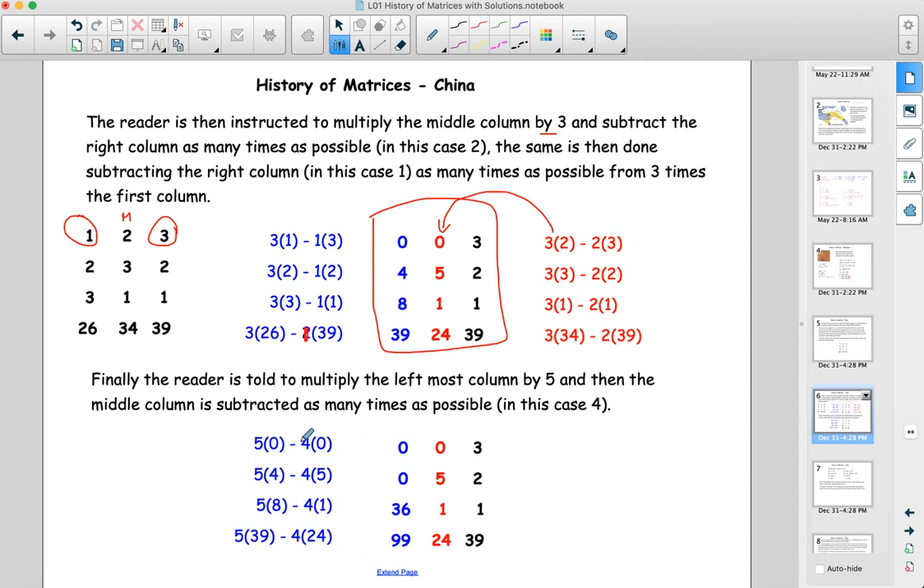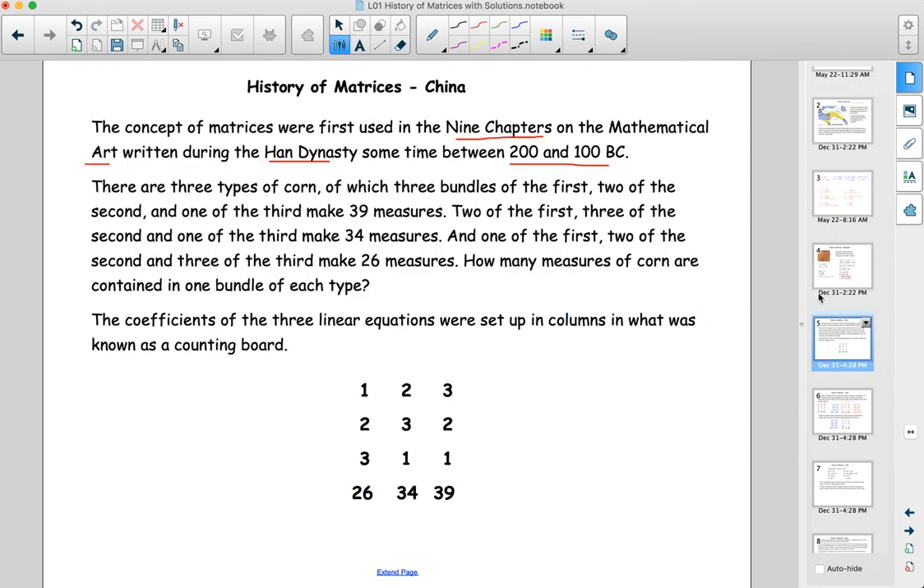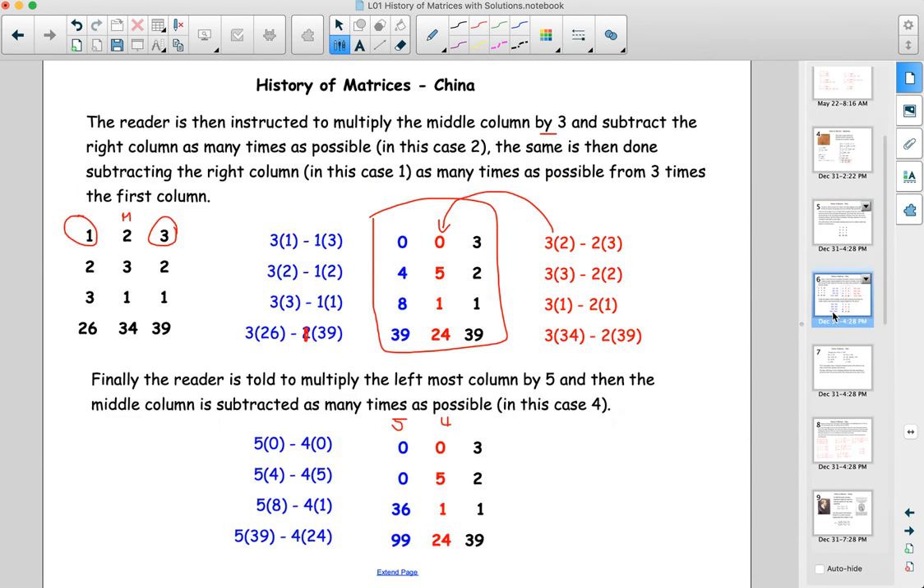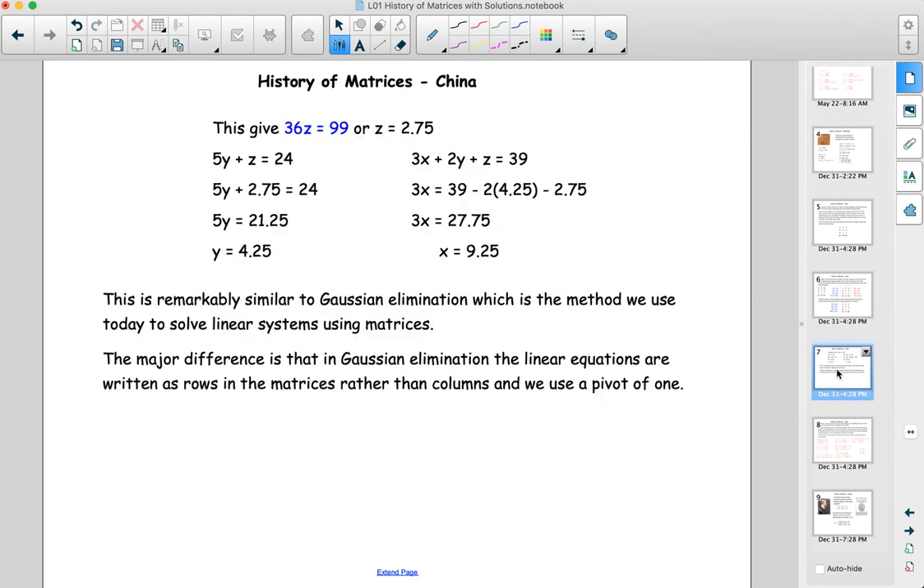5 times 4, 5 times 0 minus 4 times 0. 5 times this column, 4 times this column, to make that disappear. So 5 times that, and then 4 times that. 5 times that, subtract 4 times that. 5 times that, subtract 4 times that. And that will get us down to here. So now we've created another 0. And, whoops, went the wrong way. And then we'll finish off with this.